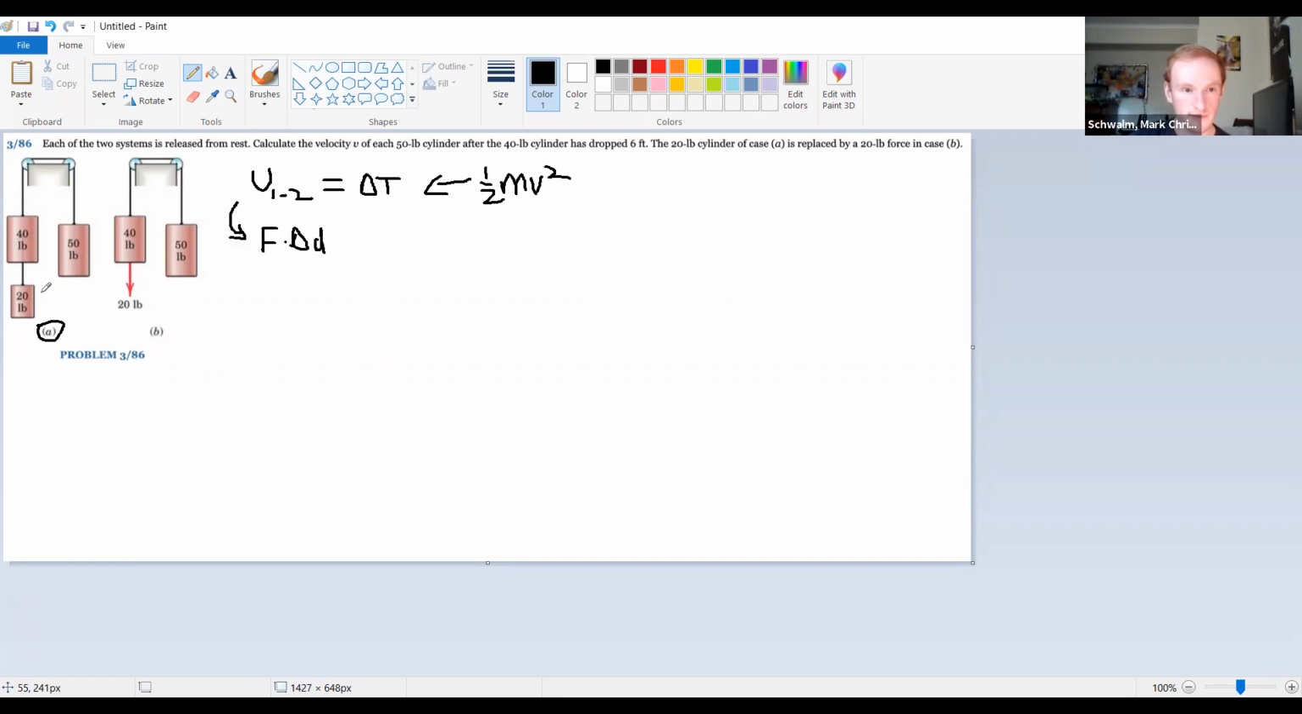So we're going to keep the left side. As you can tell, the left side is going to go down and the right side is going to go up, because it says the 40-pound cylinder has dropped 6 feet. So this one's going to be going downwards. So we're going to add those two together.